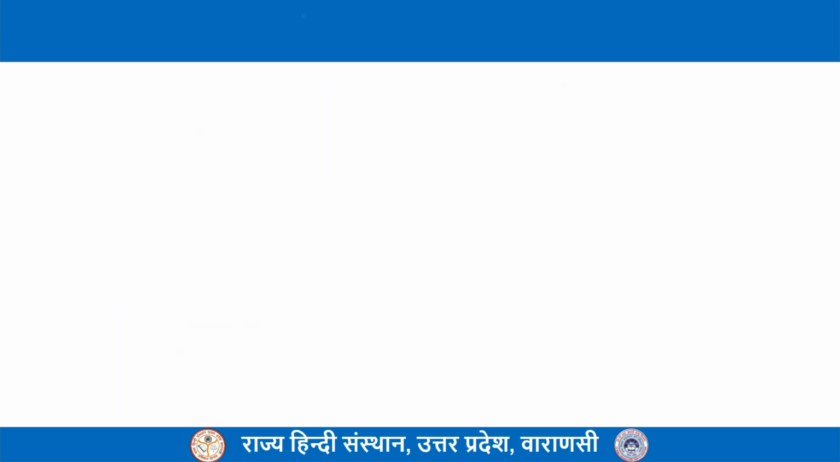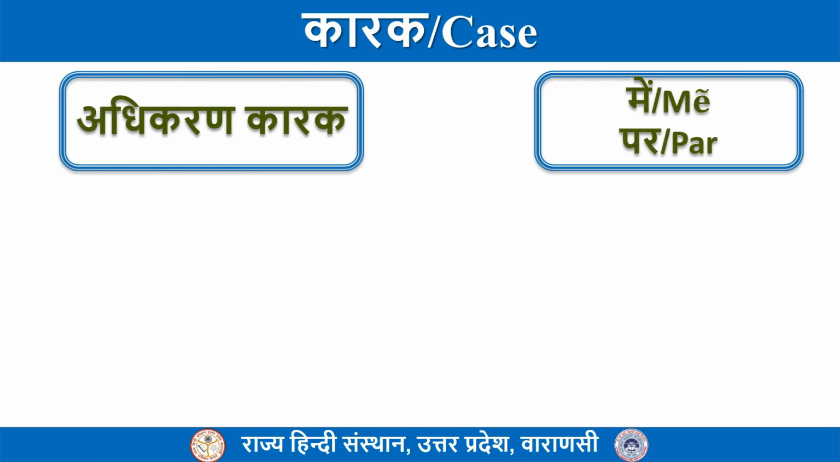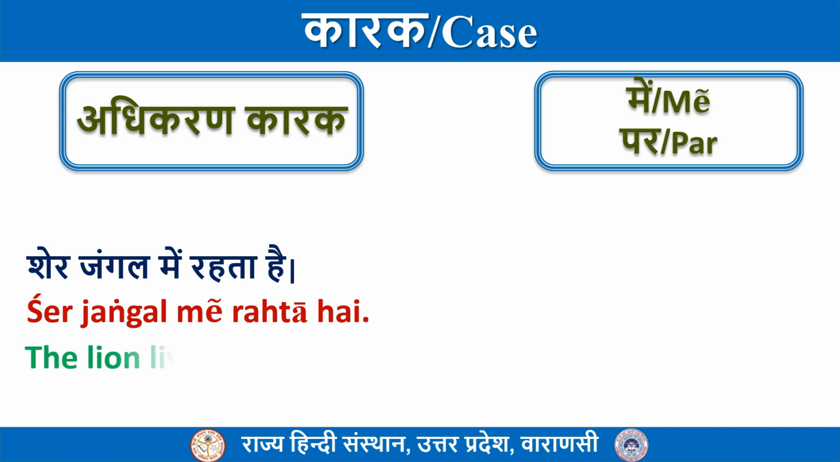The seventh karak is adhikaran karak. In this, we use two words, me in place of in and per in place of on. Let's see this with examples. शेर जंगल में रहता है. The tiger lives in the forest. Here in Hindi we will use me in place of in.